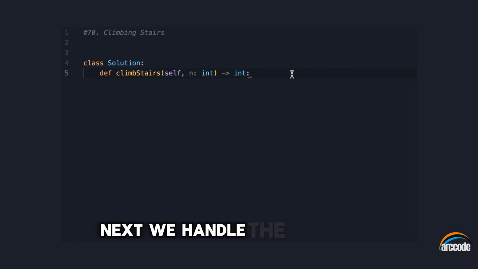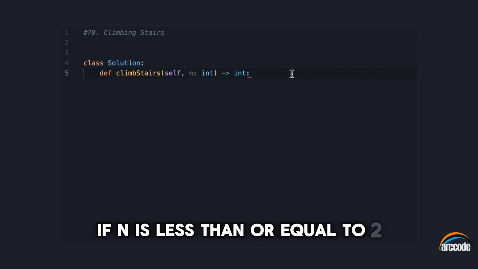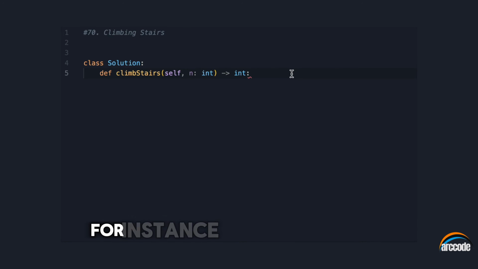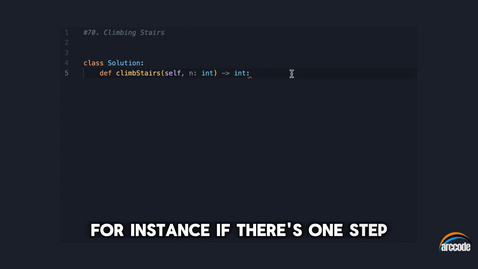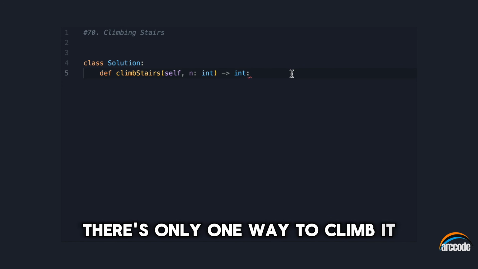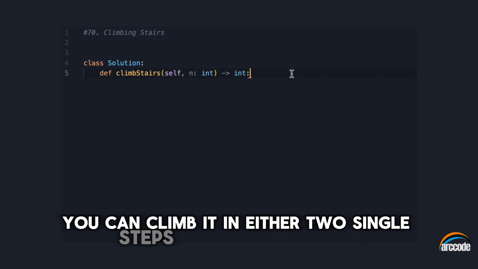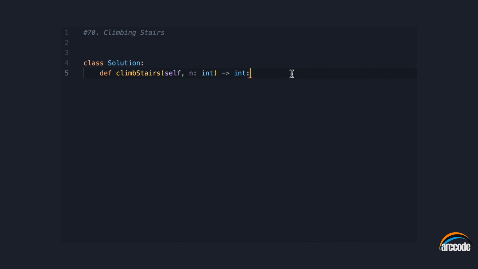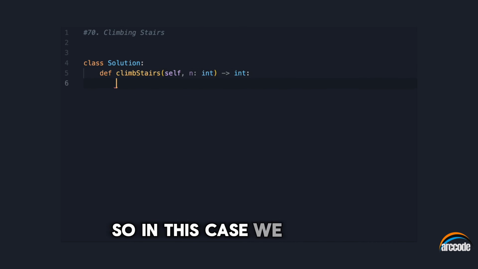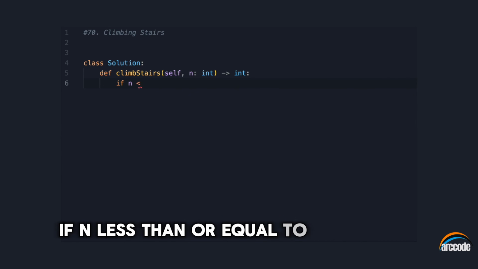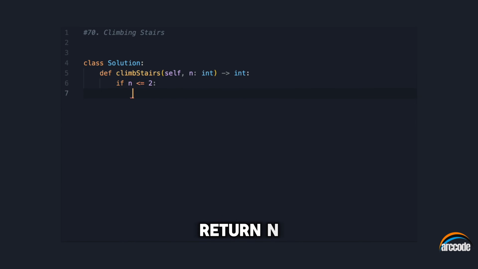Next, we handle the base case. If n is less than or equal to 2, the number of ways to climb is simply n. For instance, if there's one step, there's only one way to climb it. If there are 2 steps, you can climb it in either 2 single steps or 1 double step. So, in this case, we return n. If n <= 2: return n.